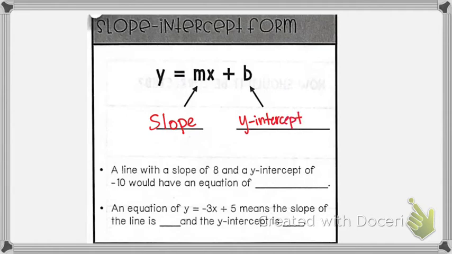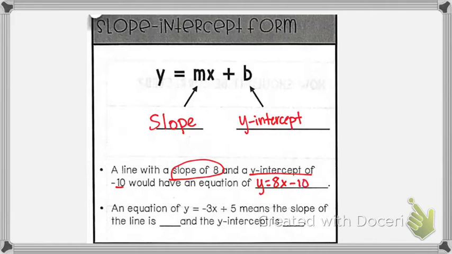Okay. Here at the bottom it says a line with a slope of 8 and a y-intercept of -10 would have the equation of, we would have y equals, our slope is 8, so we're going to put 8, right? And our y-intercept is -10, so we'll have 8x. You can have plus a -10, or we can have just a -10, right?